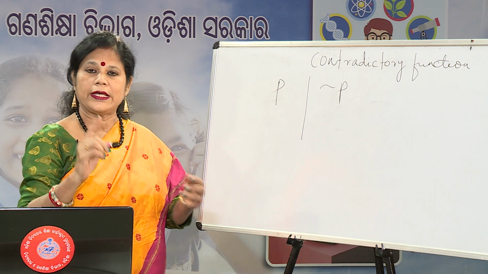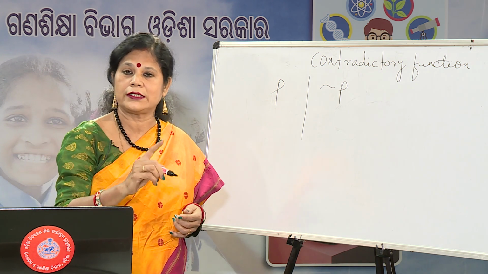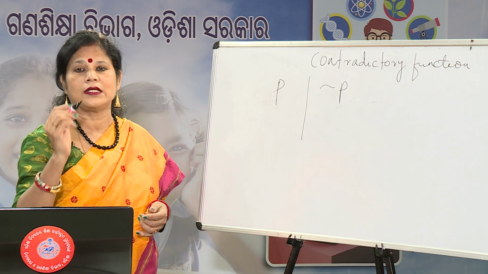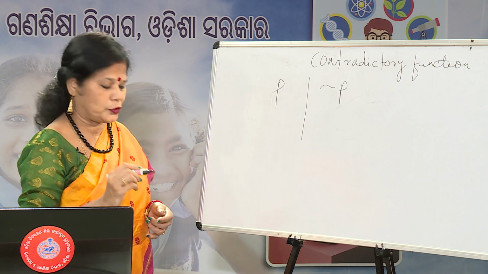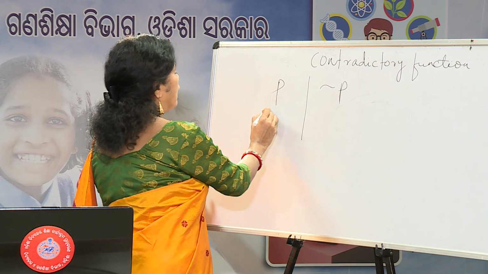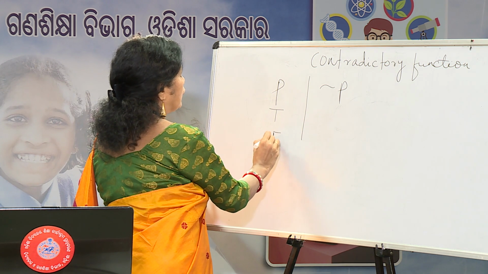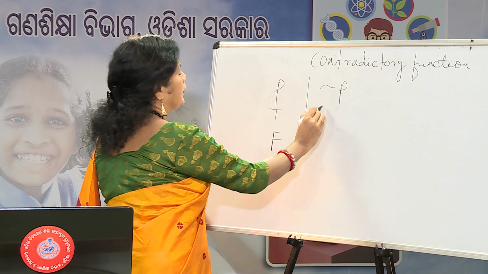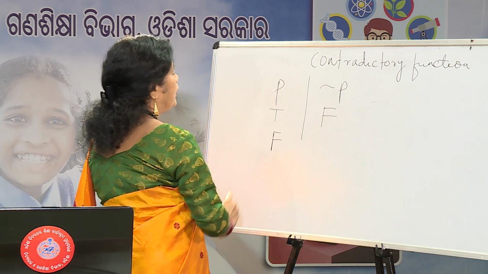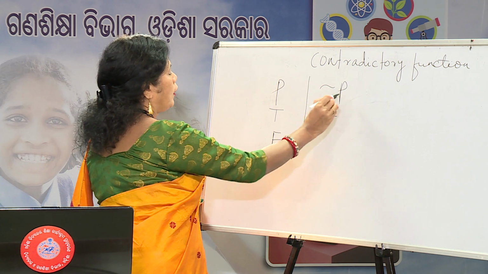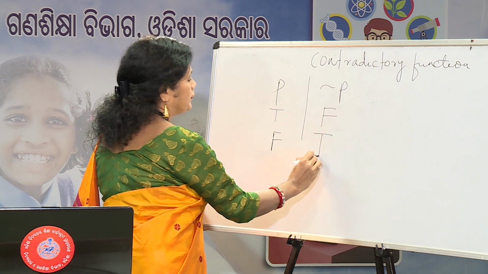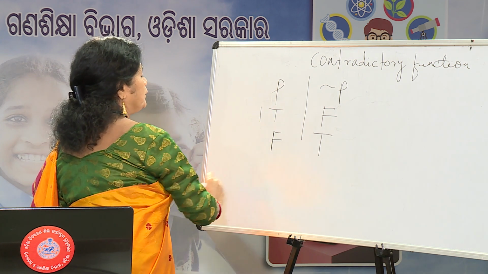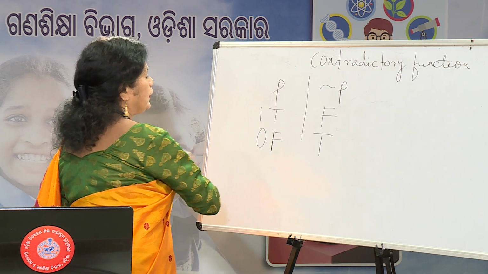So, you know a single proposition is either true or false. Truth and falsity are known as the truth values of the proposition. So, P is either true or false. If P is true, then not P is false. If P is false, then not P is true. Instead of T, we can write 1. Instead of F, we can write 0.